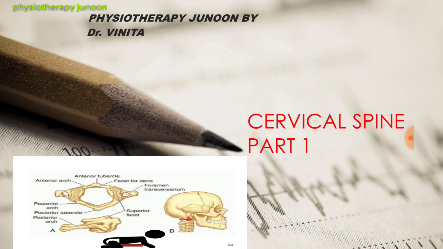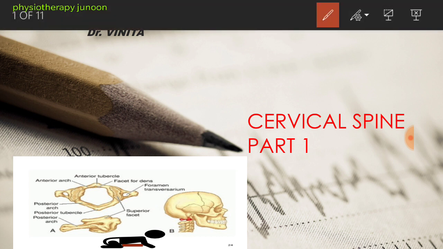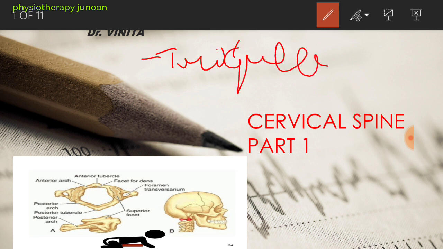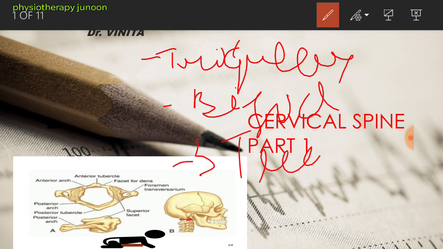There are 3 main features of the cervical vertebra. First is the triangular vertebral foramen. Second feature is the bifid spinous process distally. Third one is the transverse foramen, a hole in the transverse processes, which gives passage to the vertebral artery, vein, sympathetic nerves and all.